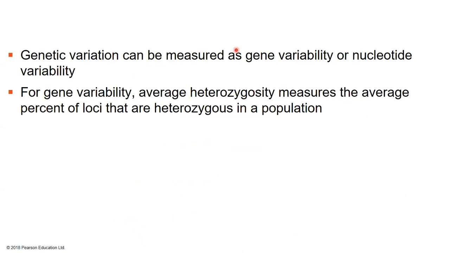Now, we can measure the genetic variation within a population, or among the members of a population, by looking at gene variability or nucleotide variability. Okay. So for gene variability, we can measure it by calculating the average heterozygosity.